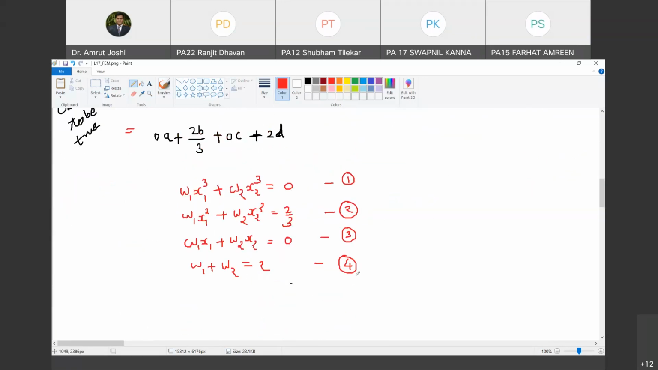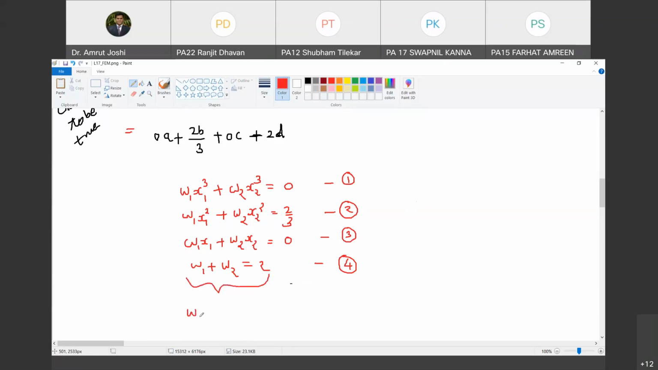Now, can I solve these 4 equations? That is the next question. I can solve them, provided I do some jugglery. So let us try and understand what that is. How will you solve these 4 equations? Do you have any idea? Bolo. Shubham. Yes, sir. So let us use this equation first.